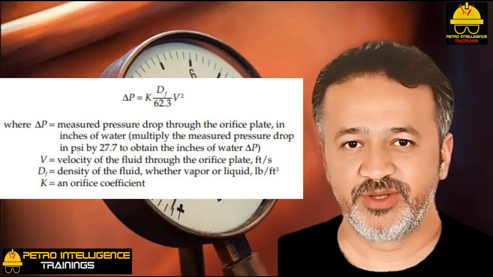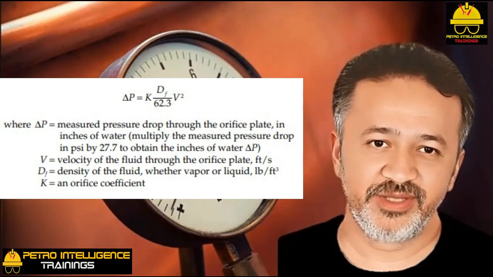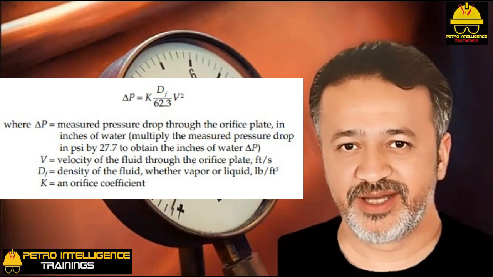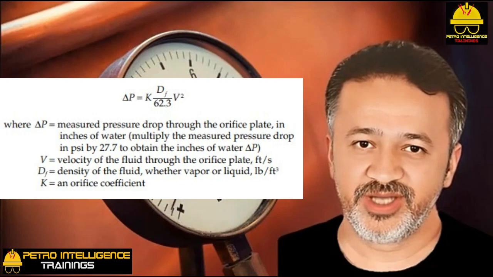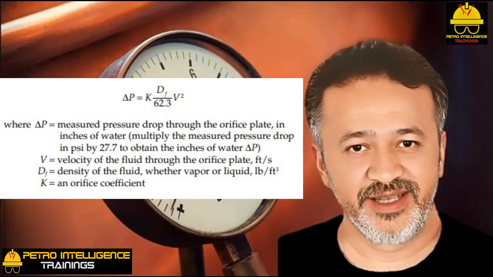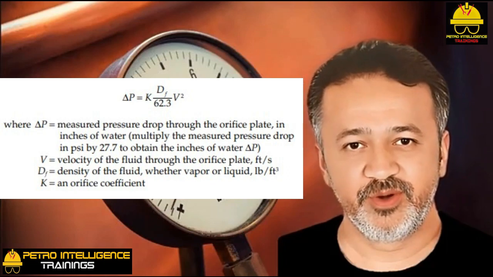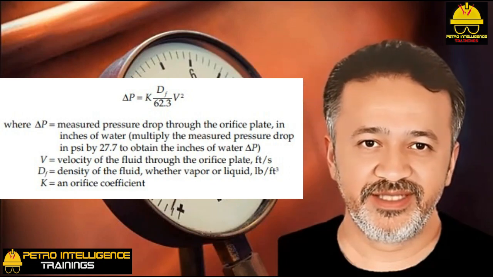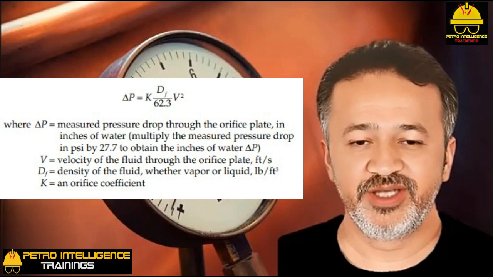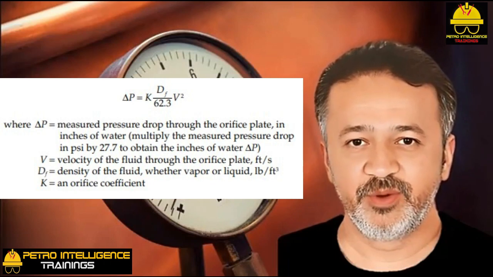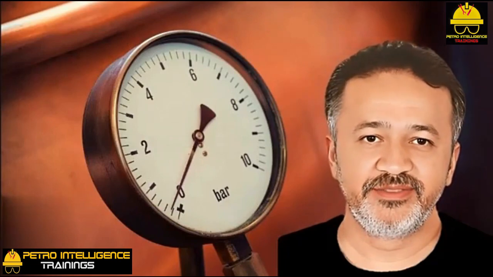Where delta P equals measured pressure drop through the orifice plate, in inches of water. Multiply the measured pressure drop in psi by 27.7 to obtain the inches of water delta P. V equals velocity of the fluid through the orifice plate in feet per second. dF equals density of the fluid, whether vapor or liquid, in pounds per cubic foot. K equals an orifice coefficient. You should look up the orifice coefficient K in your Cameron or Crane handbook, but it is typically a number like 0.6 to 0.8.